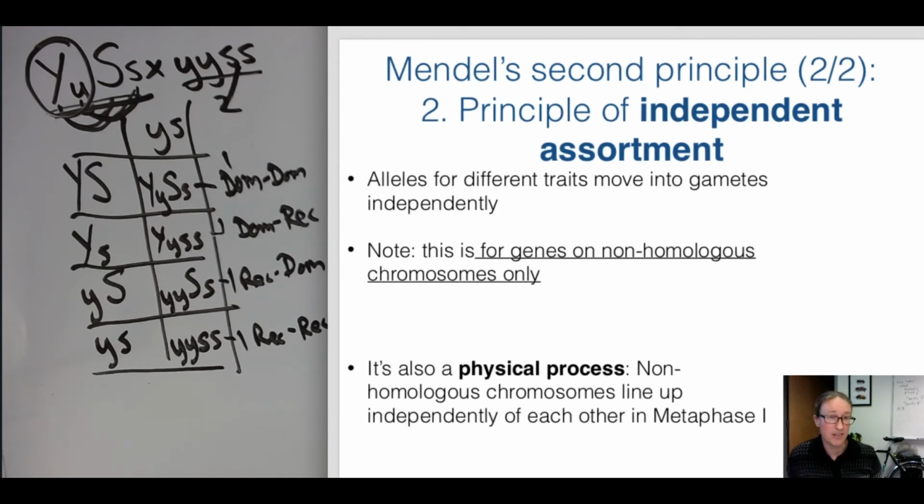And then again, Mendel's second principle, the principle of independent assortment, is the finding that alleles for different traits move into gametes independently. And I have a special note here that this is only for genes that are found on non-homologous chromosomes, right? So 2 genes each on non-homologous chromosomes. And independent assortment is also a physical process, right? Because the non-homologous chromosomes line up independently of each other during metaphase 1.